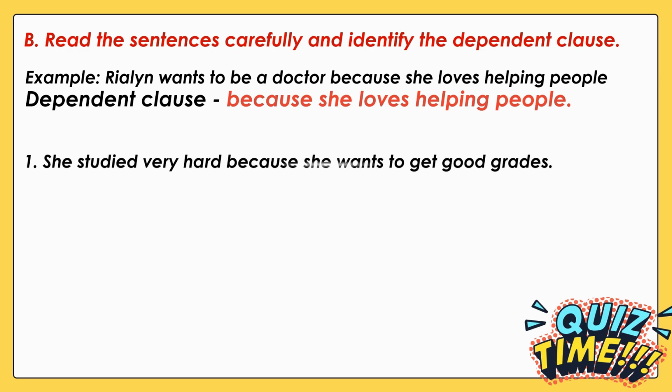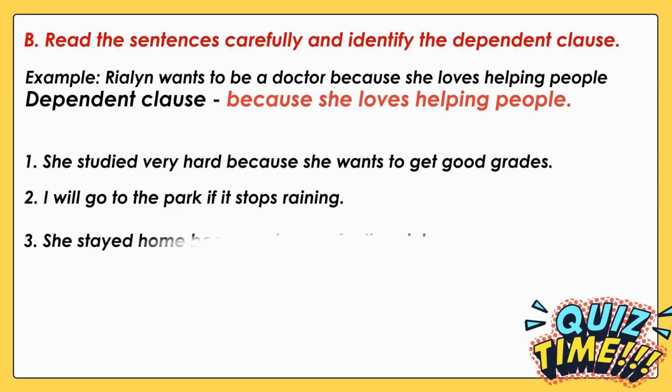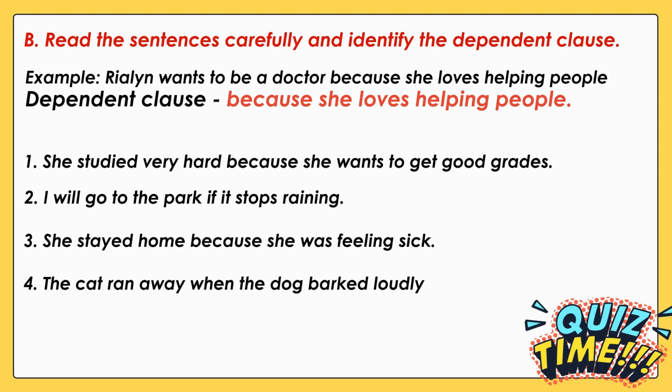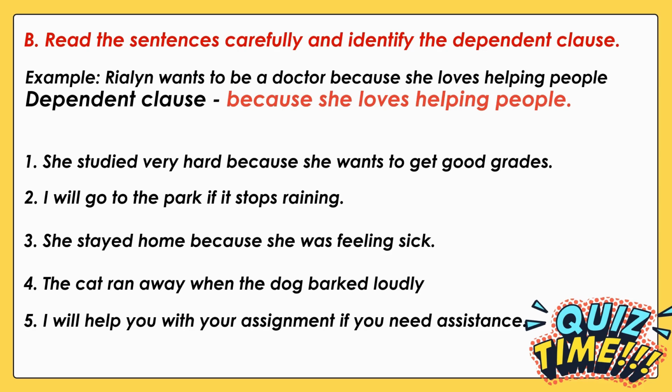Number 1. She studied very hard because she wants to get good grades. Number 2. I will go to the park if it stops raining. Number 3. She stayed home because she was feeling sick. Number 4. The cat ran away when the dog barked loudly. Number 5. I will help you with your assignment if you need assistance.